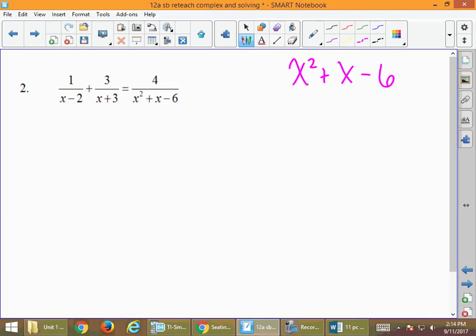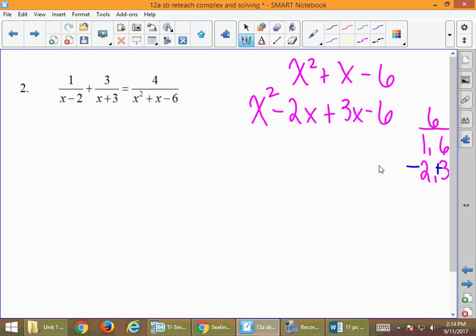And it's going to require us to split the middle. 1 times 6 is 6, and the factors of 6 are 1 and 6 and 2 and 3. Well, either of those combine to be 1, the 2 and 3. And in fact, it's going to be minus 2 plus 3. But again, we're splitting the middle. So we have minus 2x plus 3x, and we group.